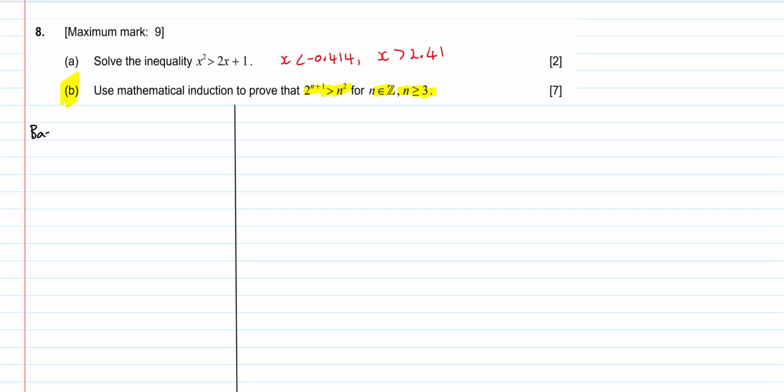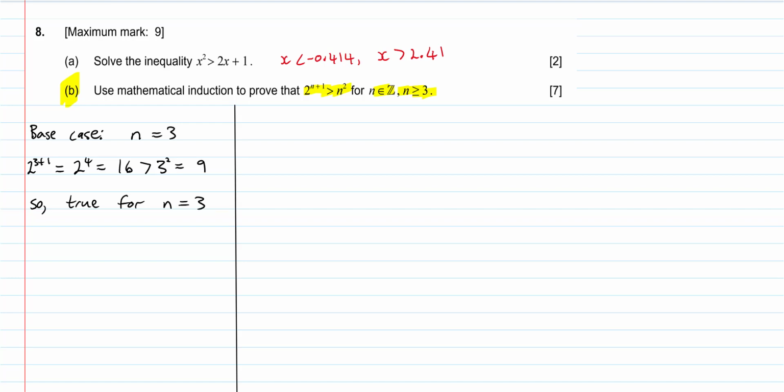So for our problem here, that is when n is equal to 3. So for our base case, n is equal to 3, well then we get 2 to the power of 3 plus 1, which is equal to 2 to the power of 4, which equals 16, and that is greater than 3 squared, which is equal to 9. So we can say that our statement is true for n equals 3. So we can just write, so, true for n equals 3.